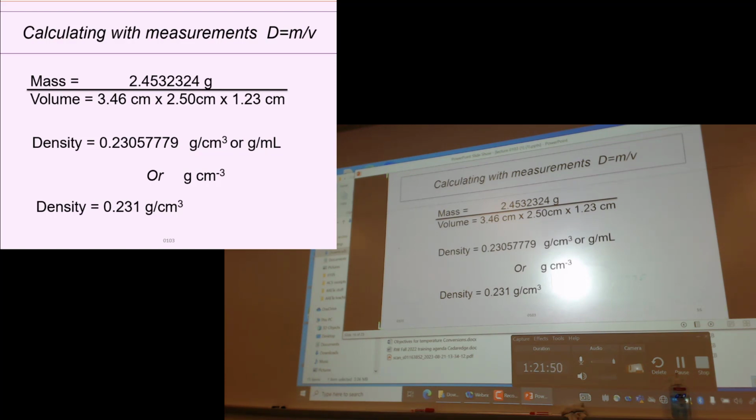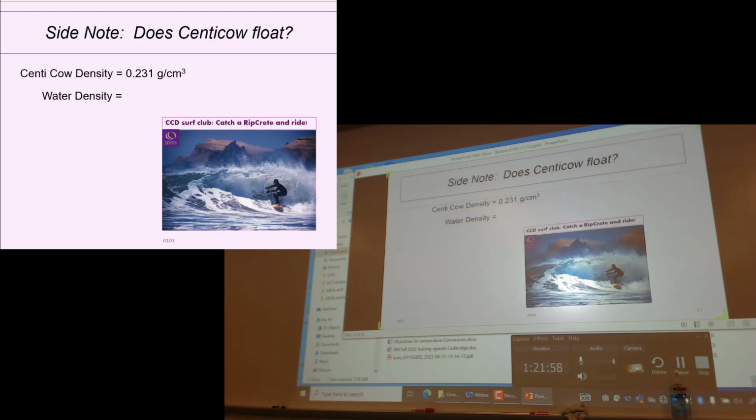Now, based on that, is it more dense or less dense than water? Less dense. That's kind of cool. So what that means is this thing could actually float.